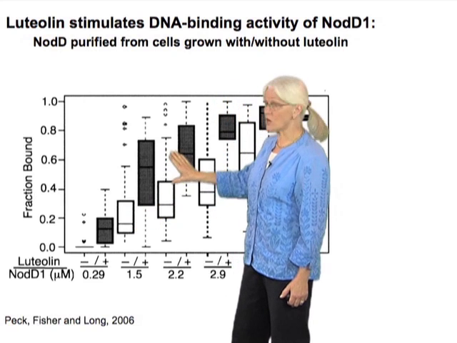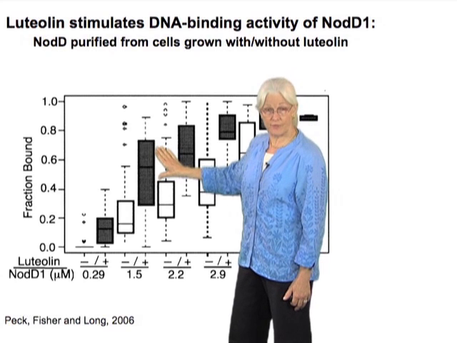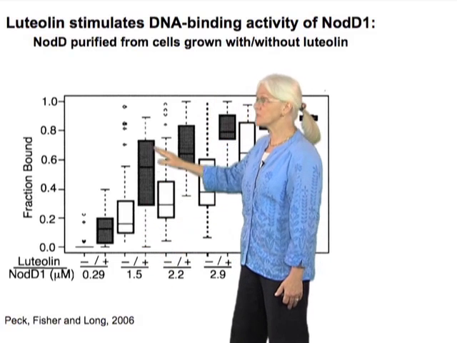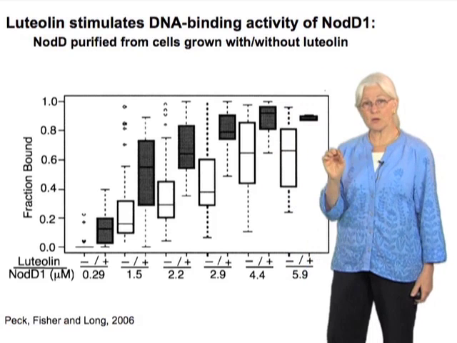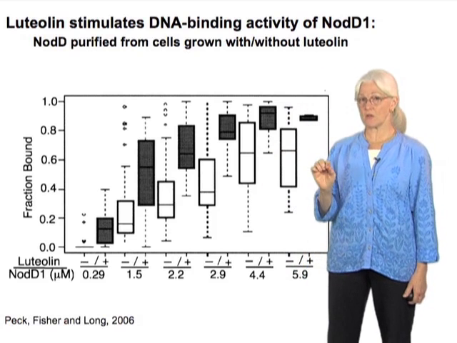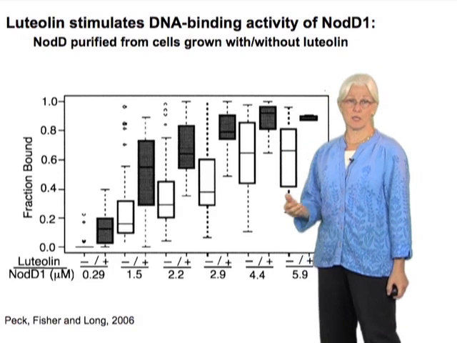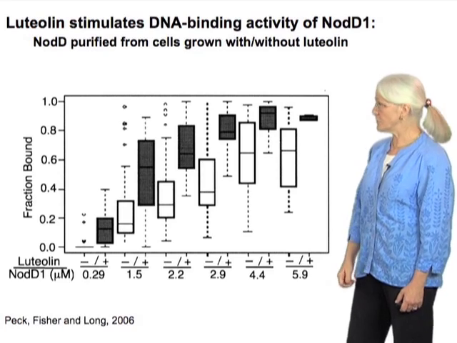But you can see here that if the NodD had been purified from cells grown with inducer, the same amount of NodD does much more DNA binding. So it appears that the affinity of NodD for its DNA target is increased if the NodD was purified from a cell exposed to the plant inducer, luteolin.